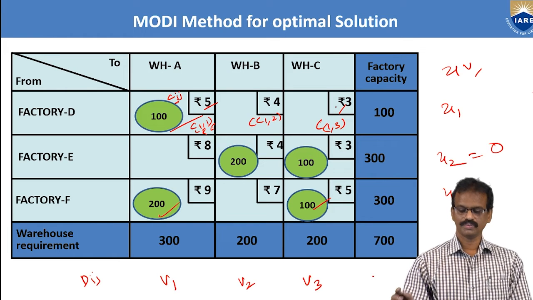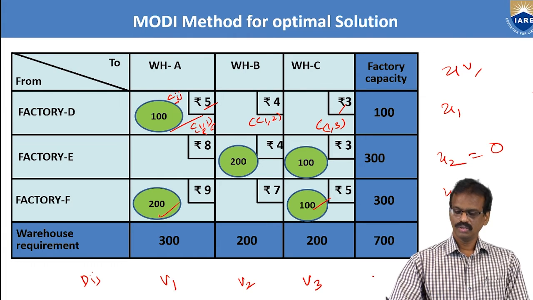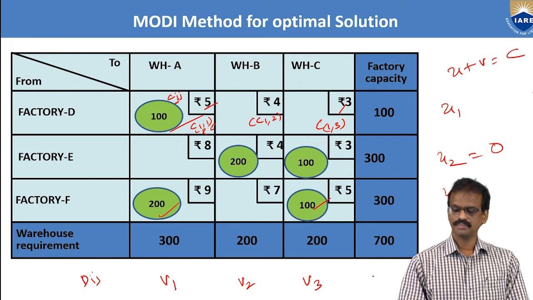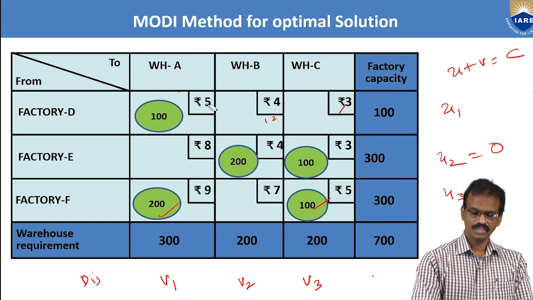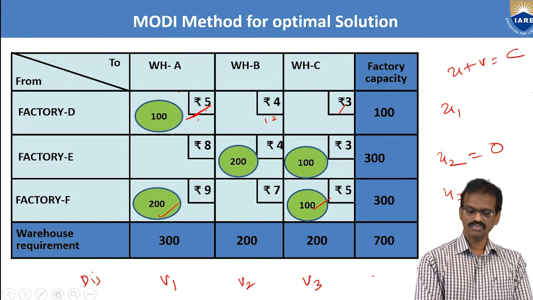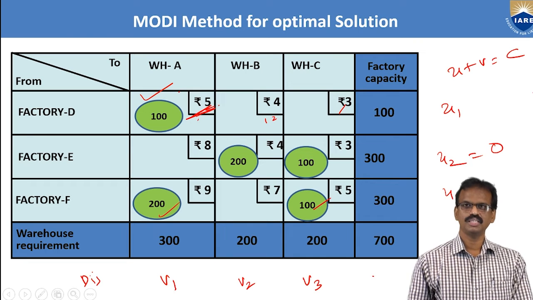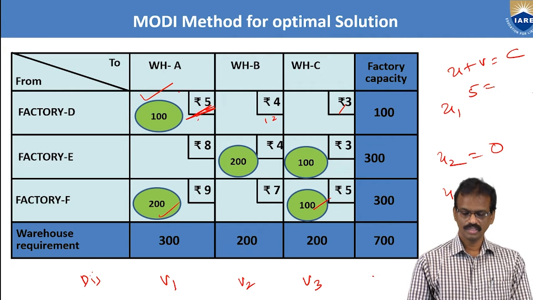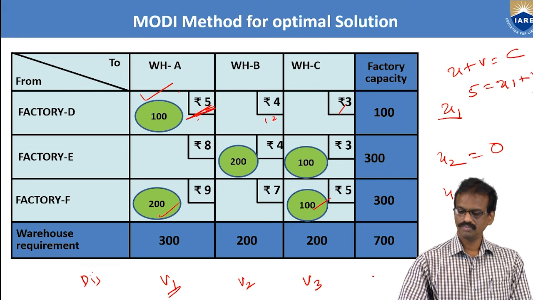So these values, you have to remember that one. It means the u and v values: u plus v is equal to c. Suppose you take this value, because you have to apply this only for the allocated cells. The 5 is an allocated cell, so 5 is the Cij value. This 5 is equal to u1 plus v1.